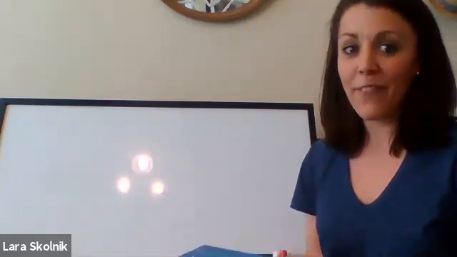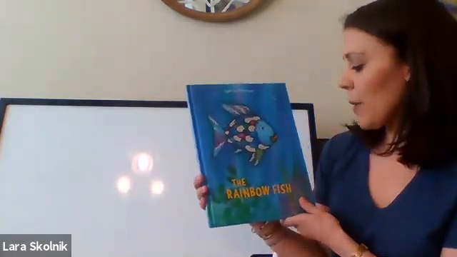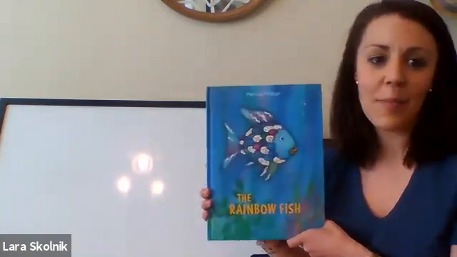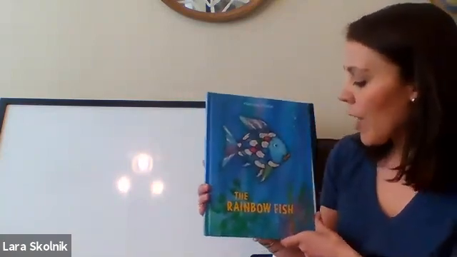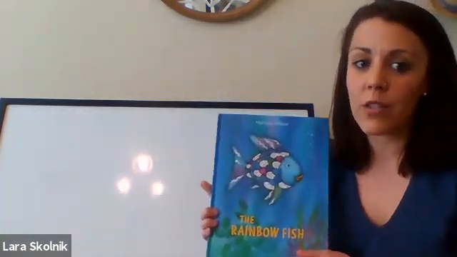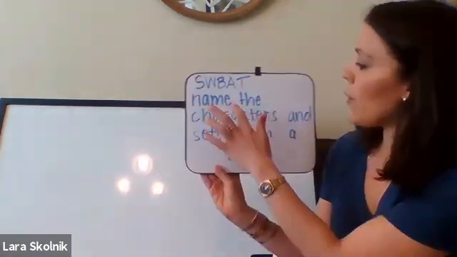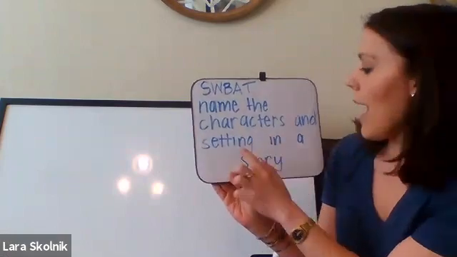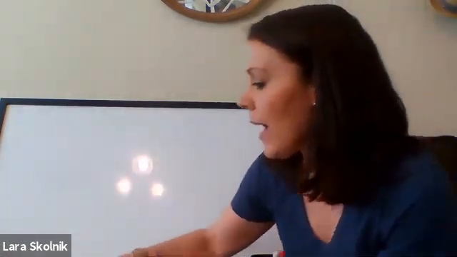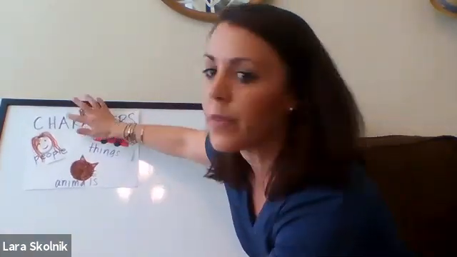Today I'm going to read you one of my favorite books ever. It's called The Rainbow Fish, and I love this book because it's so colorful, and I love what it's about. So today when we're reading, we're going to do two things that good readers always do so that they can understand stories better. We are going to name the characters and the setting of the story to understand it a little bit better. And before we get started, let's talk a little bit about what characters are.